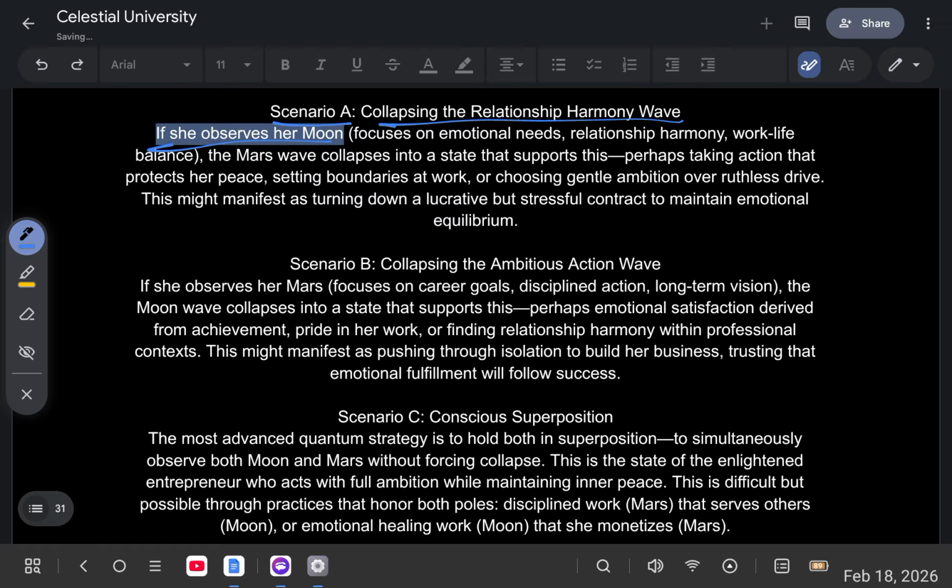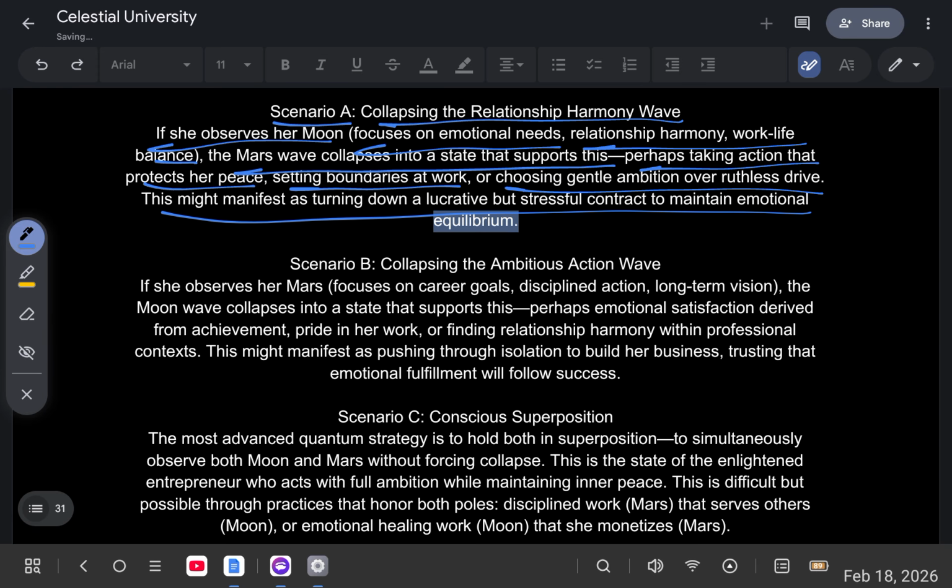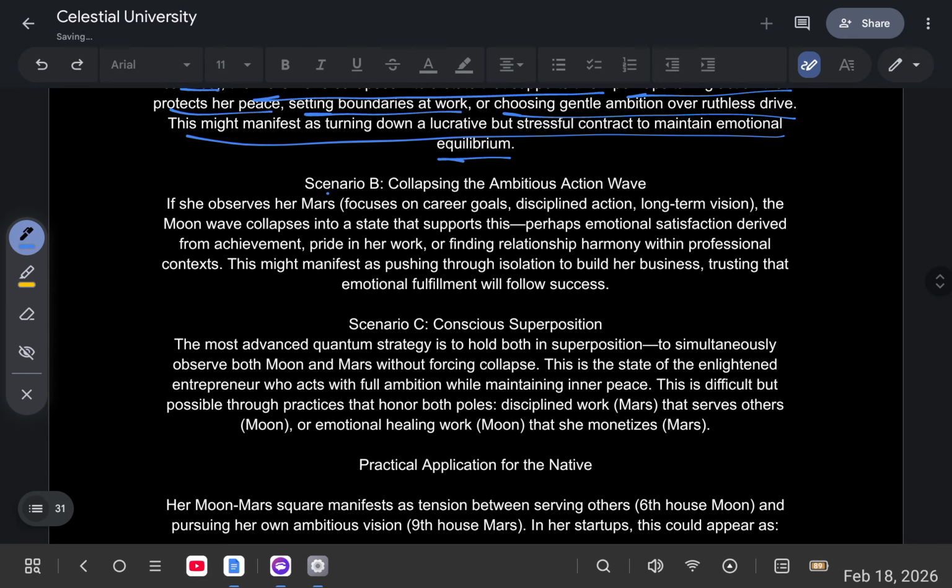So scenario A is collapsing the relationship harmony wave. If she observes her Moon, focuses on emotional needs, relationship harmony, work-life balance, the Mars wave collapses into a state that supports this, perhaps taking action that protects her peace, setting boundaries at work, or choosing gentle ambition over ruthless drive. This might manifest as turning down a lucrative but stressful contract to maintain emotional equilibrium.